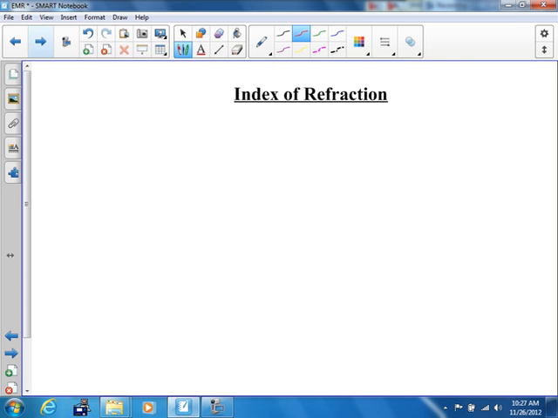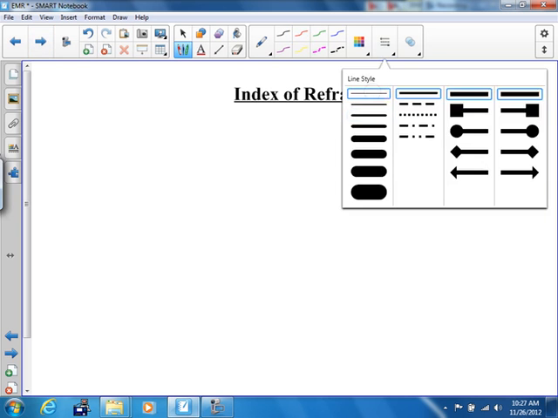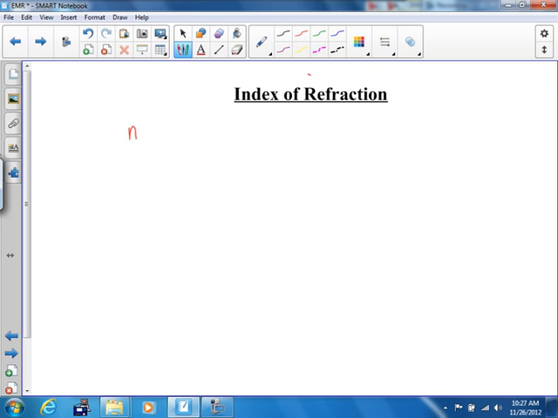Now, the technical definition is not how much light will bend when it goes from one medium to the other. That's how we think of it. The technical definition is the ratio. The symbol, by the way, is a lowercase n. It's called the index of refraction, or sometimes we call it the refractive index.